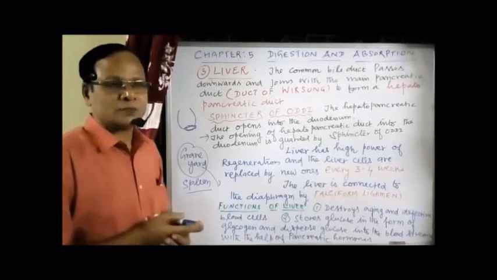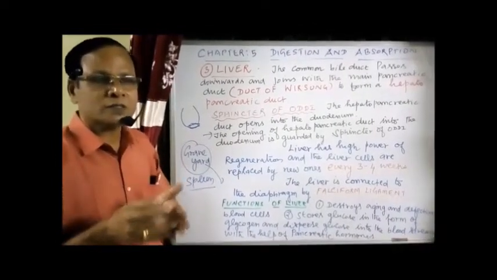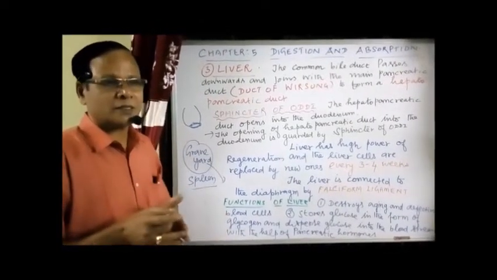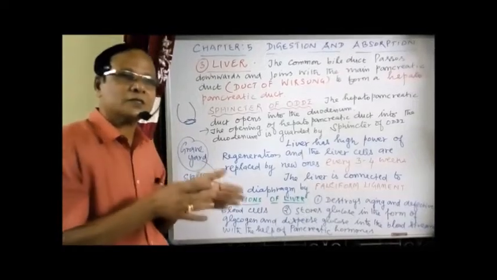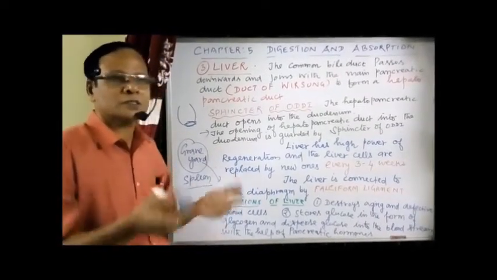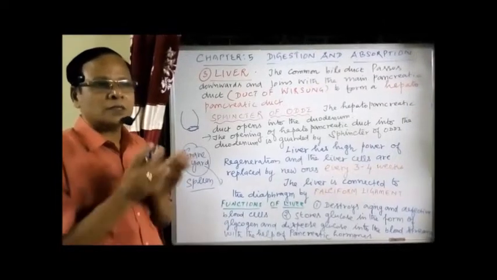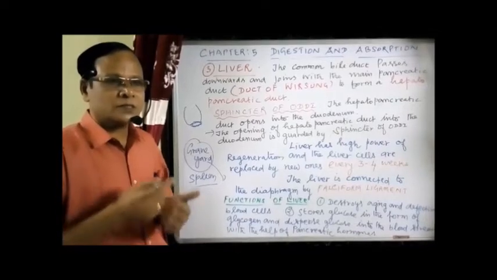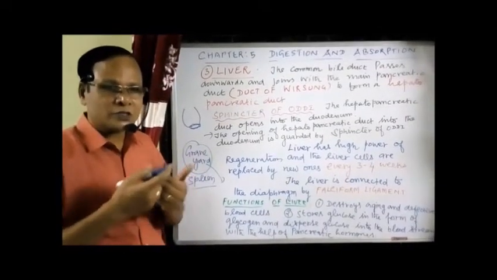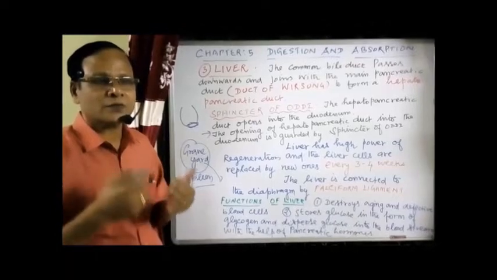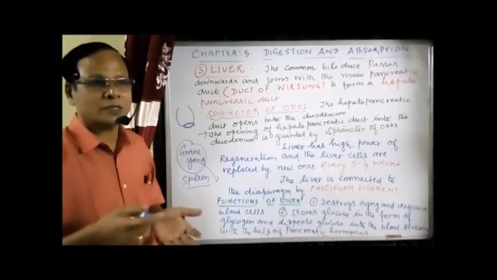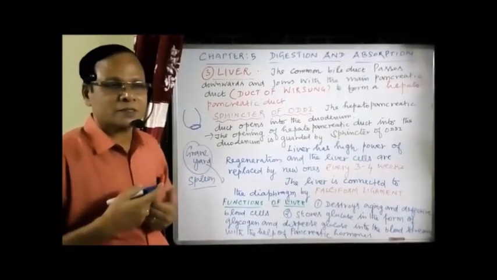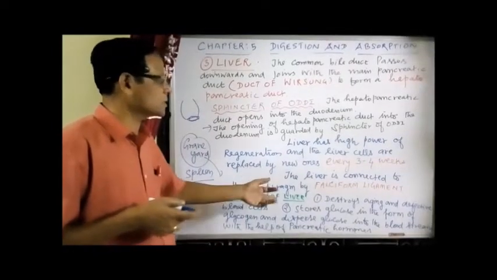And the last function: the liver is involved in the synthesis of urea. Urea is synthesized in the liver only, not in the kidney. The kidney is concerned with excretion, whereas the liver is concerned with the formation and synthesis of urea. Along with it, it is also involved in the synthesis of non-essential amino acids. Essential amino acids have to be taken through diet. Non-essential means they can be synthesized by our body. Essential amino acids cannot be synthesized, whereas non-essential amino acids can be synthesized. So non-essential amino acids are synthesized by the liver.